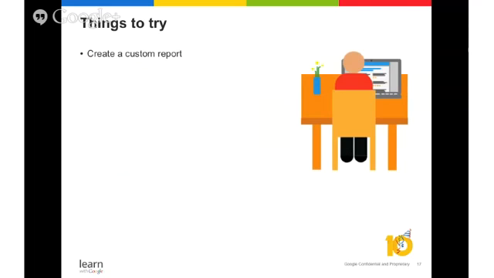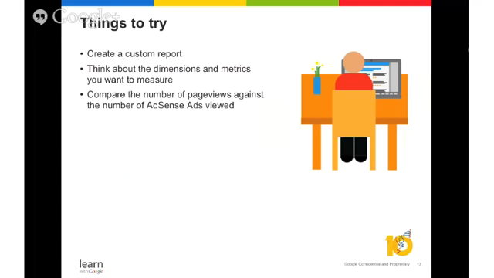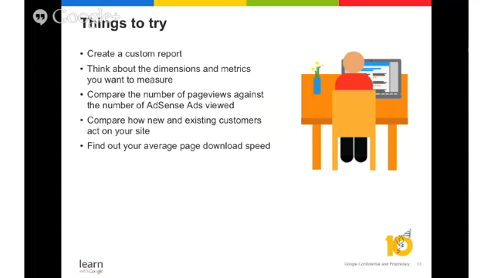As you're thinking about how Google Analytics can help you become an AdSense expert, here are a few things to try. Create a custom report. Think about the dimensions and metrics you want to measure. Compare the number of page views against the number of AdSense ads viewed. Compare how new and existing customers act on your site. Find out your average page download speed. Set up a custom report. And set up an intelligence event custom alert.